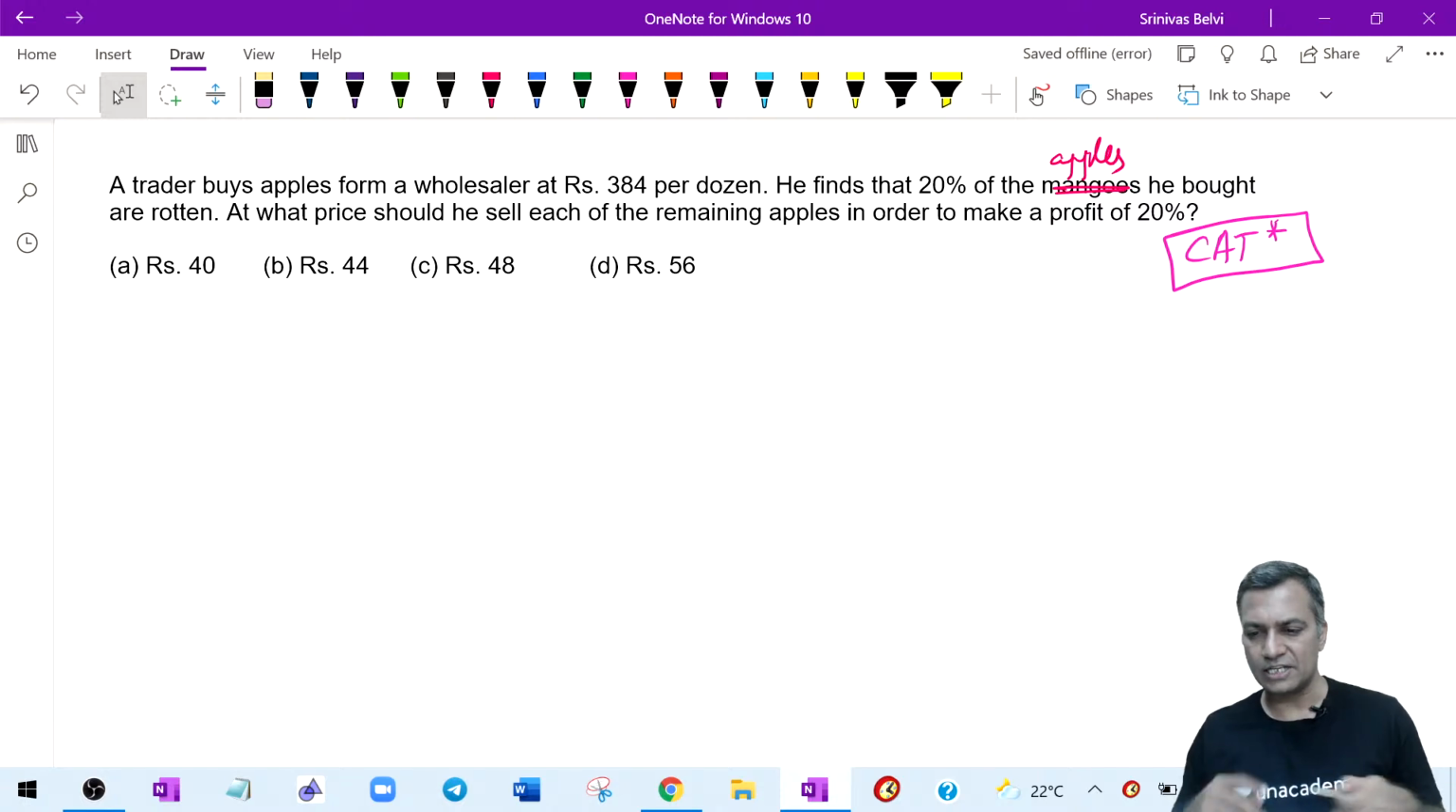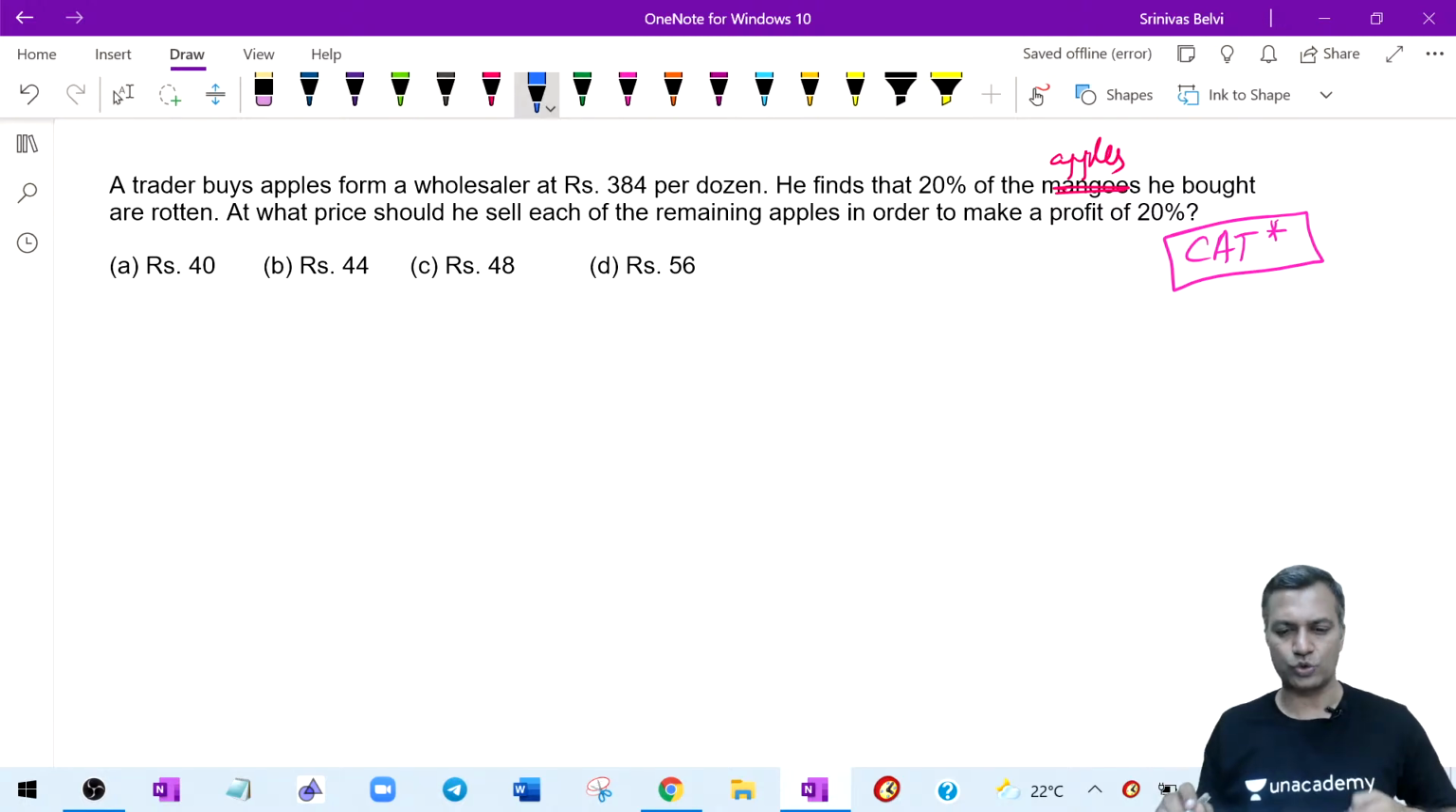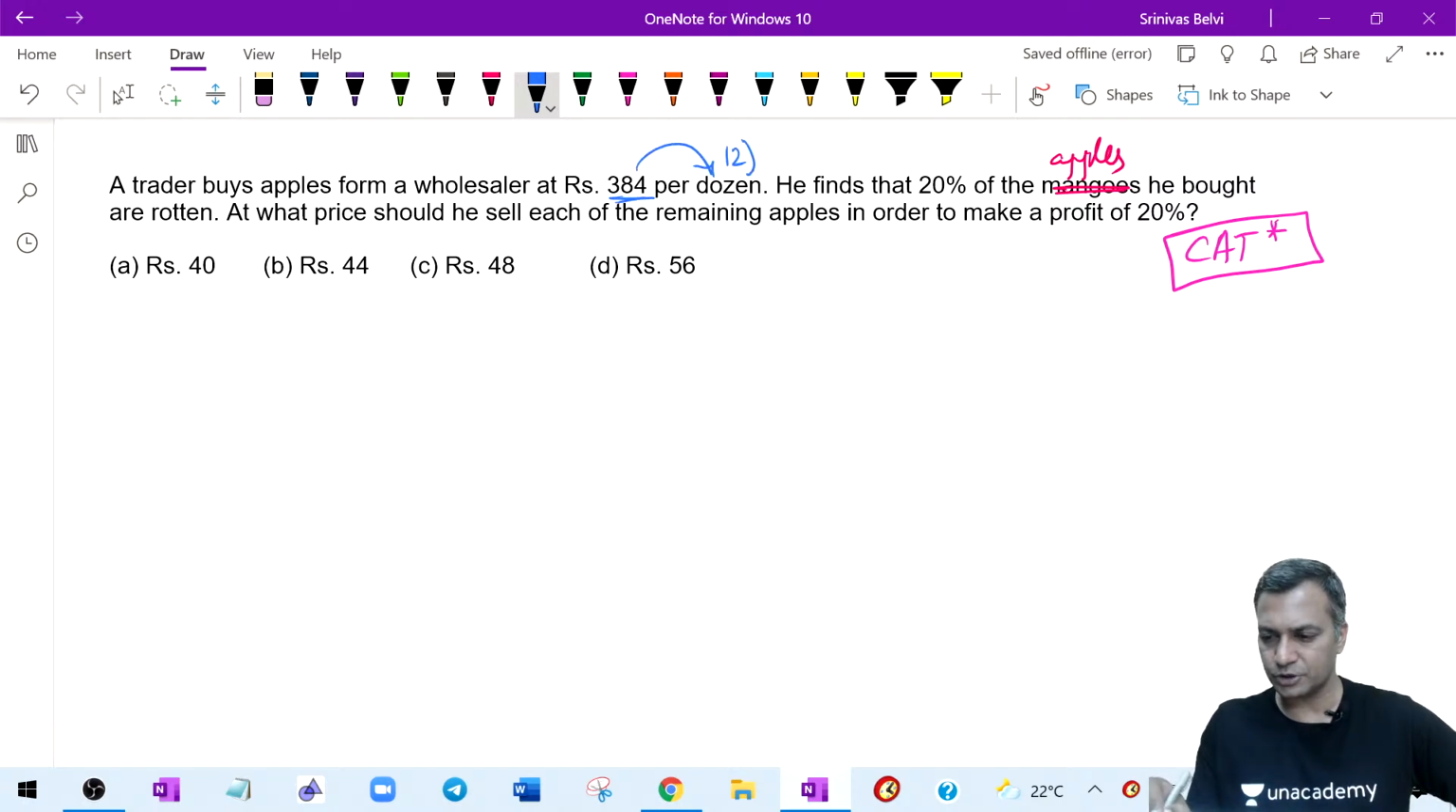All right, let us do this just to save some time. Let's do this together. A trader buys apples from a wholesaler at this price per dozen. Therefore, I can calculate, dozen is 12 items. He finds 20% of the apples he bought are rotten, spoiled. At what price should he sell each of the remaining apples, one apple price, in order to make a profit of 20%?